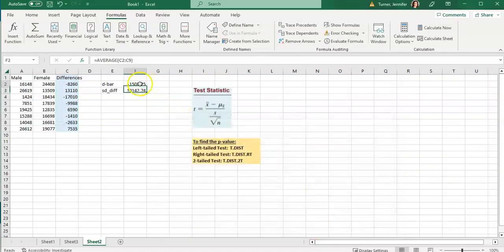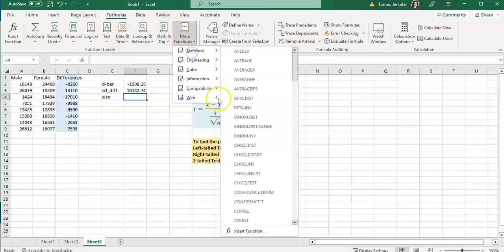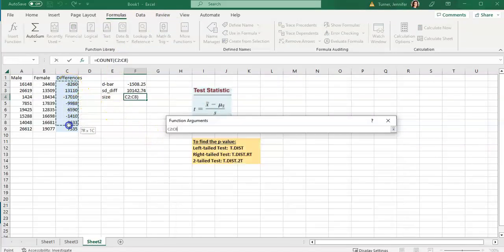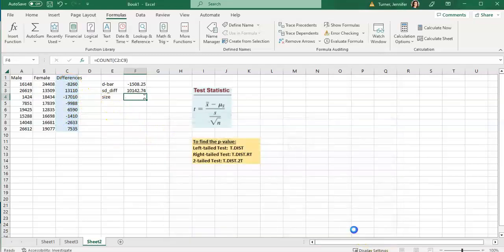So now I have the mean of the differences and the standard deviation of the differences. Lastly, I need the size of the sample. For that one, we went formulas, more functions, statistical, COUNT. Same thing, we're going to highlight the numbers in the differences column and click OK. So there were 8 pairs of data here. Now we need the test statistic.